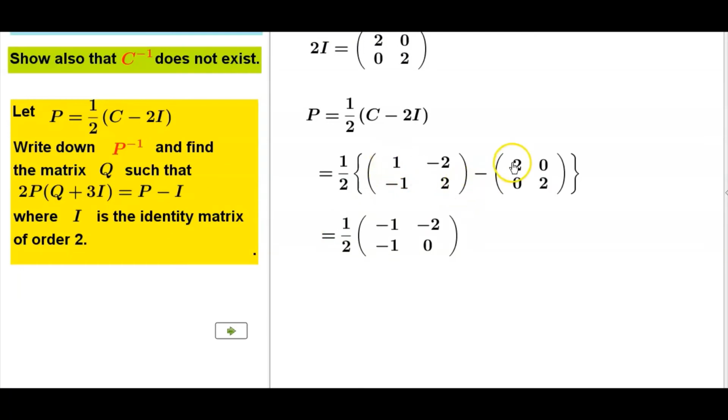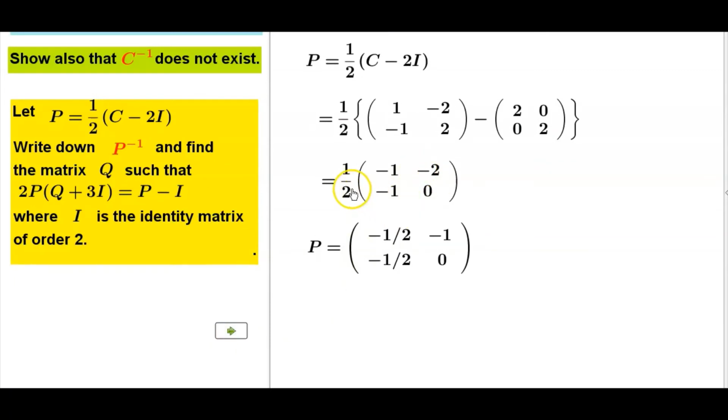1 minus 2, minus 2 minus 0, minus 1 minus 0, 2 minus 2. Outside half, when simplifying further, each element should be multiplied by half. Therefore, matrix P is equal to minus half, minus 1, minus half and 0.